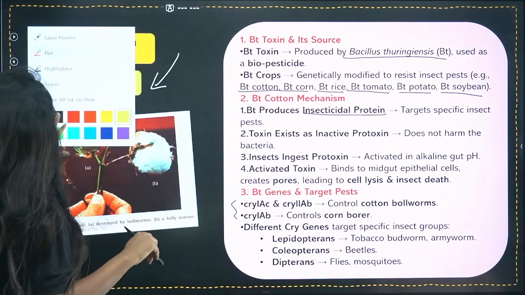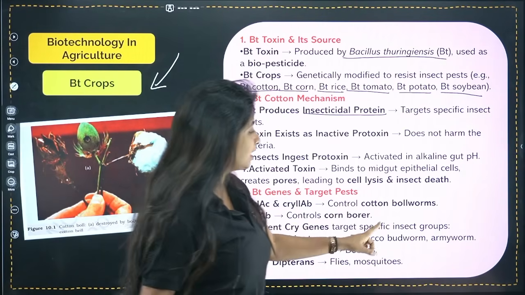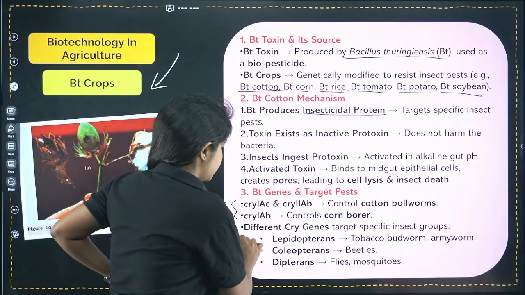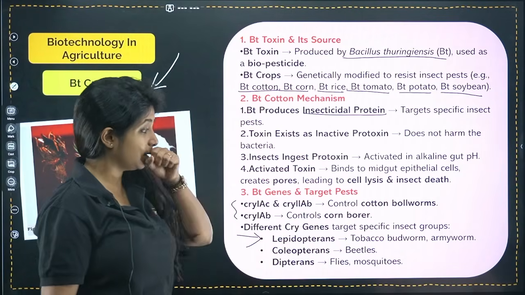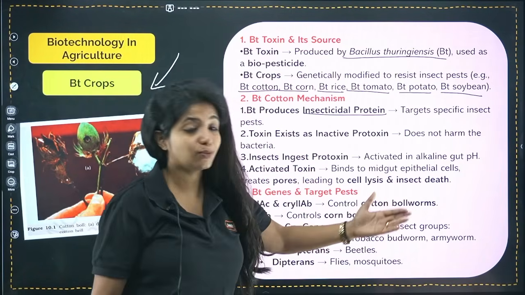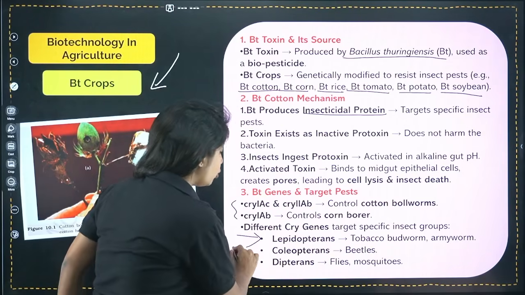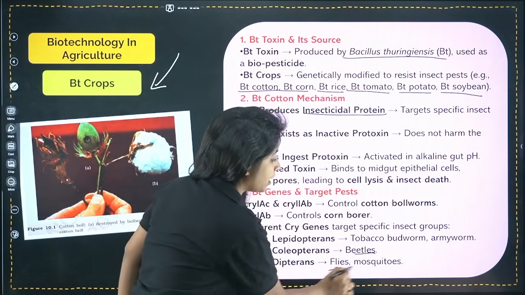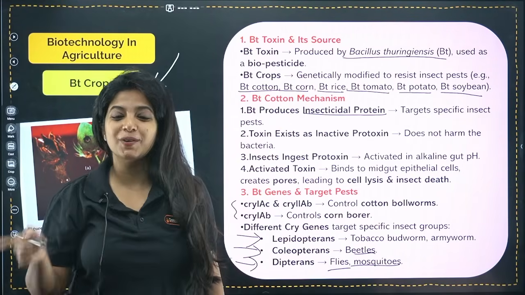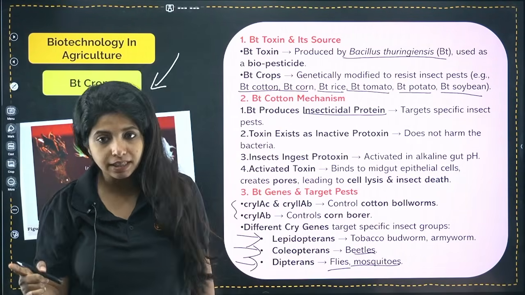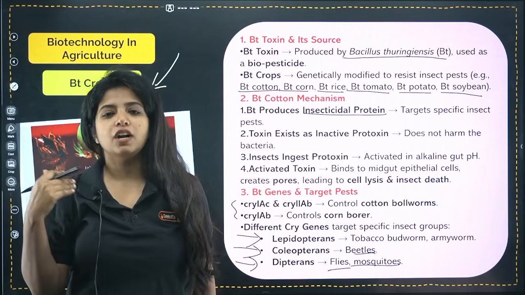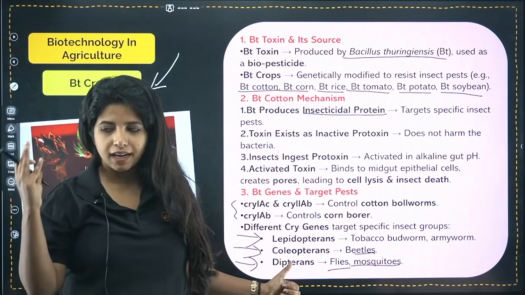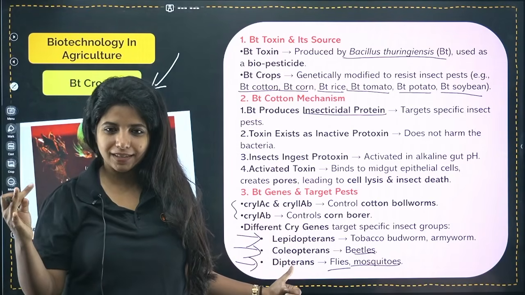Now, different Cry genes target specific insect groups, so you should know the insect groups as well. First one is Lepidopterans. In Lepidopterans comes tobacco budworm as well as armyworm. Then you have Coleopterans. In Coleopterans comes beetles. Dipterans, in that you have flies and the mosquito. Just remember 3 groups of organisms: Lepidopterans, Coleopterans, Dipterans.